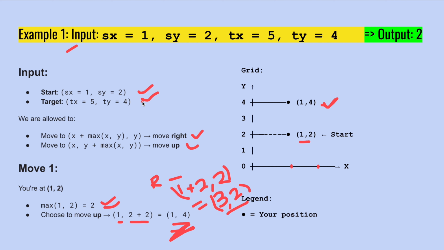Our target is different. Our target is 5 4, right? So somewhere we'll get there, right? Means you have to take the move, right? You have to choose between these two things, right? So you have to choose the 1 4 one. So you will reach here.